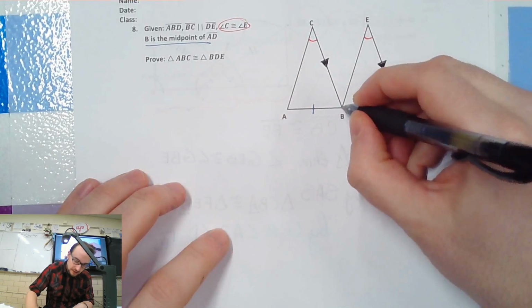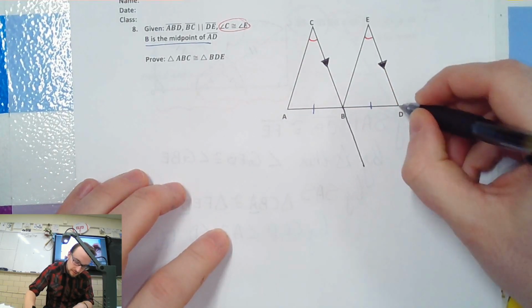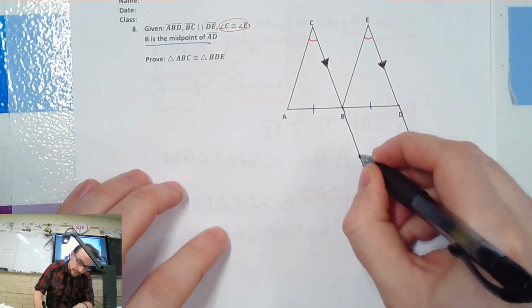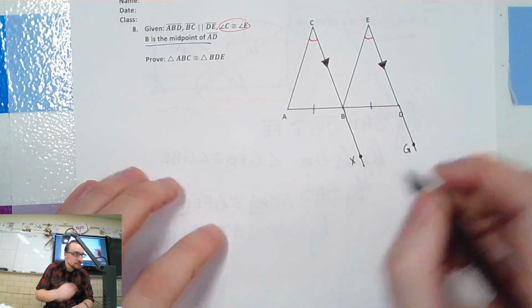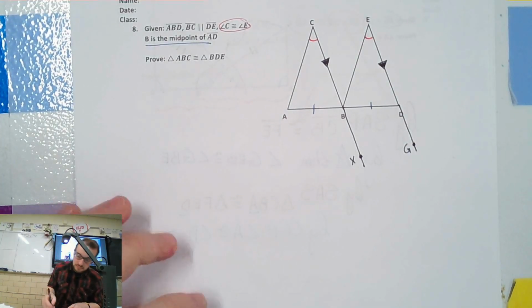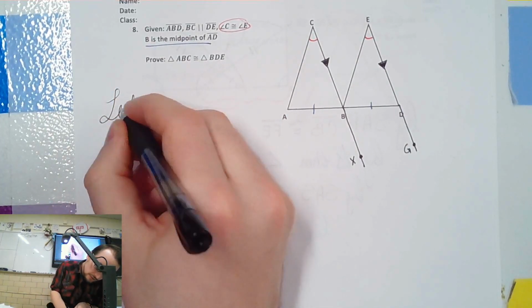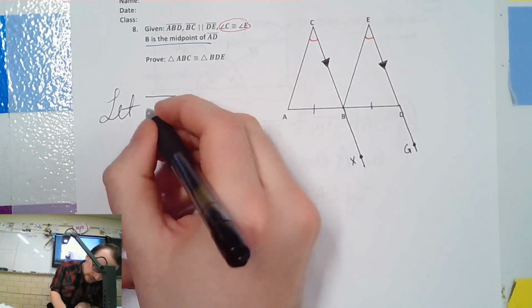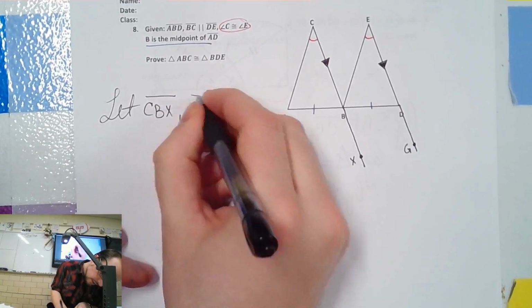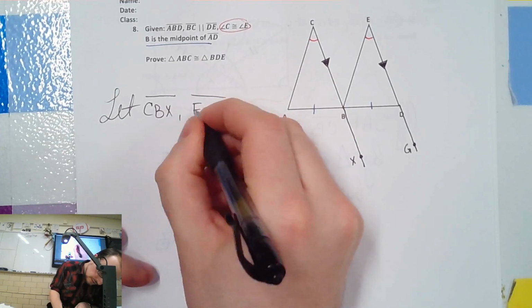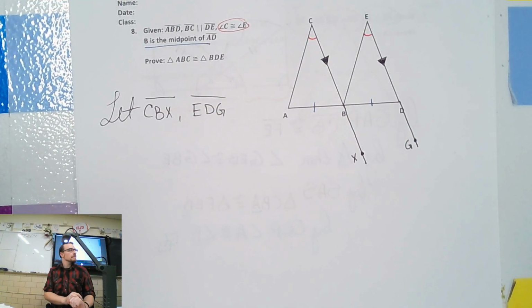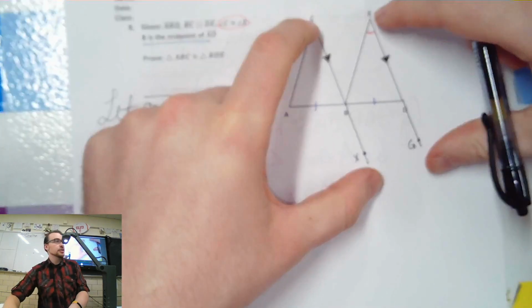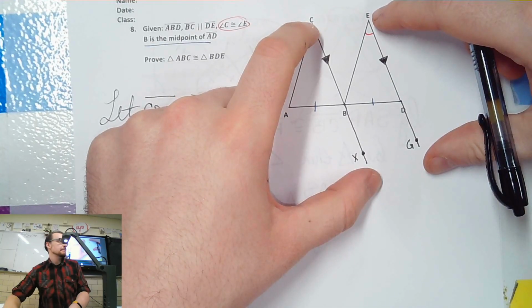Always extend your parallels into X for Xavier and G for guitar. Alright, so we're gonna say let CDX and UG, let them exist. Do we have to write that every time? How can I know which line I'm gonna cut?